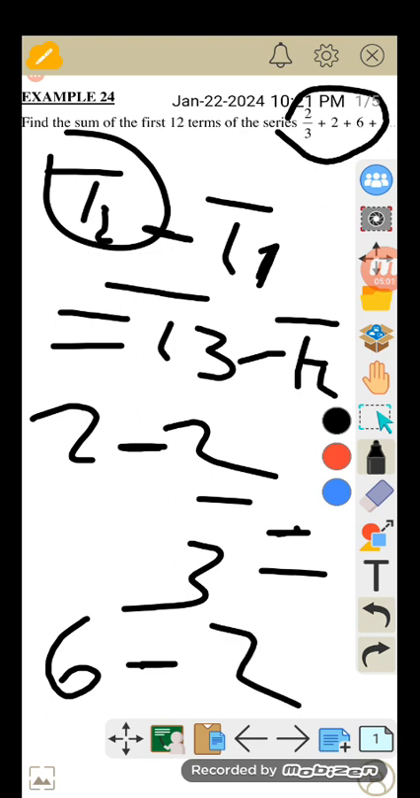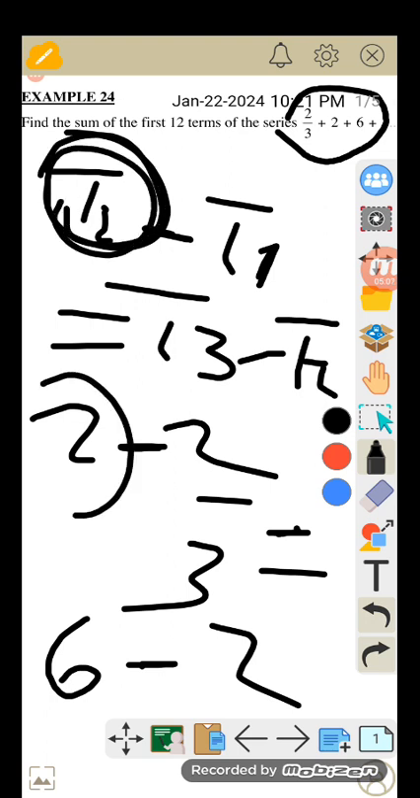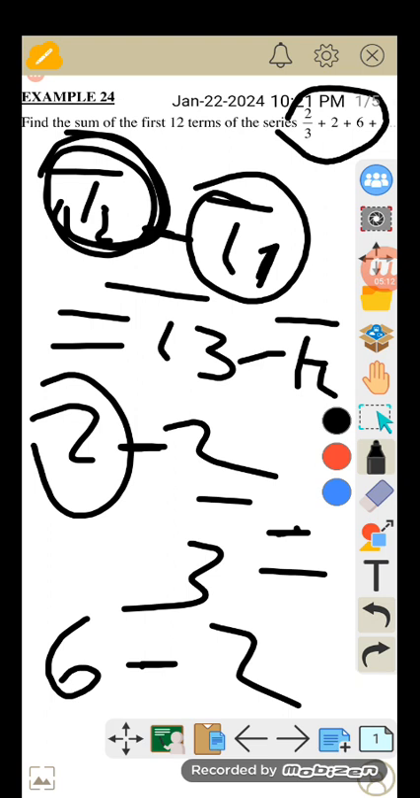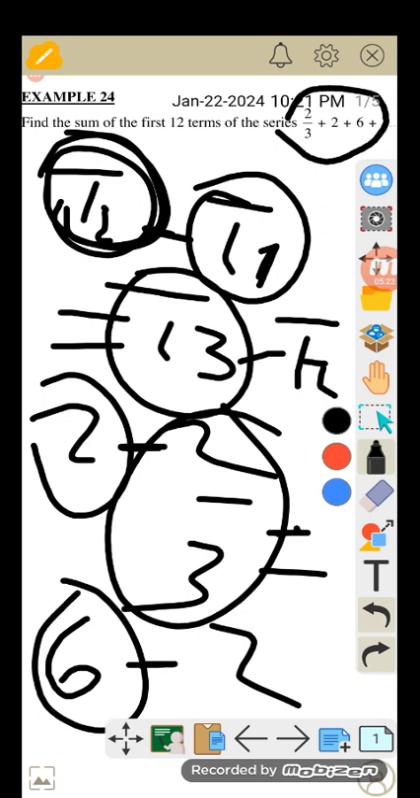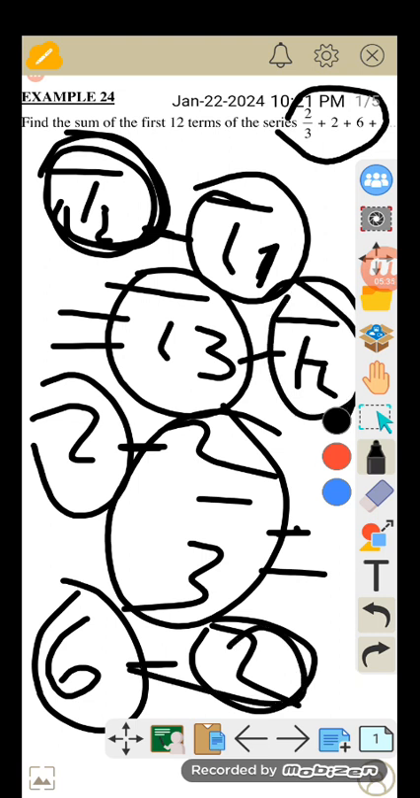You see what I just did, guys? Where I saw T2, I just put 2 because it is my second term. Where I saw T1, I just put 2/3 because it was my first term. Where I saw T3, I put 6, which is my third term. Where I saw T2, I just put 2, because 2 is my second term.